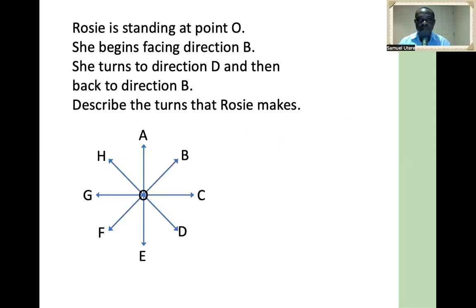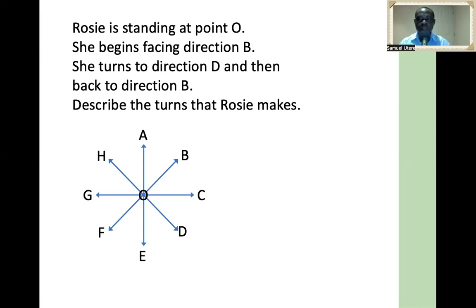All right, let's look at another example. Rosie is standing at point O. She begins facing direction B, so this direction. She turns to direction D, so this one, and then back to direction B. Describe the turns that Rosie makes.